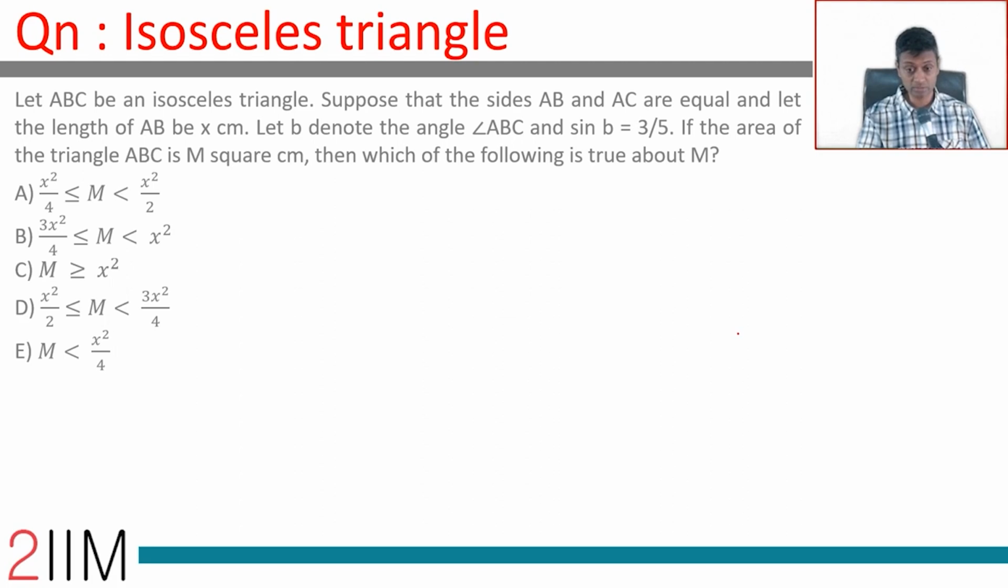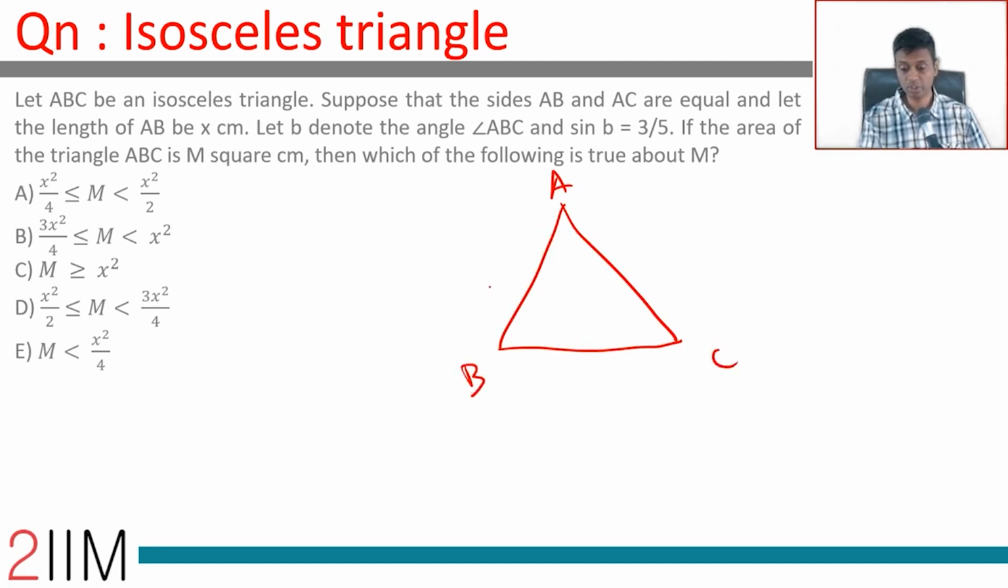Let ABC be an isosceles triangle. Suppose AB and AC are equal. Let the length of AB be x centimeters. So AB and AC are equal: A, B, C, x, x. Let B denote the angle ABC. Sin B is 3 by 5. If the area of triangle ABC is m square centimeters, which of the following is true about m?